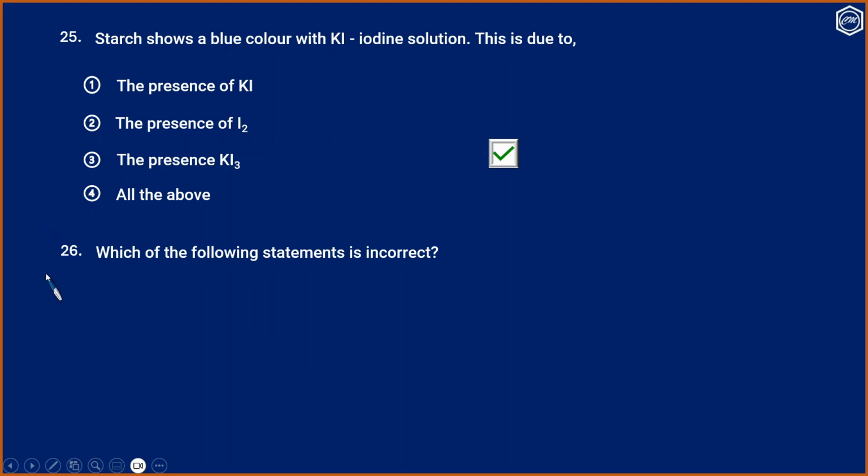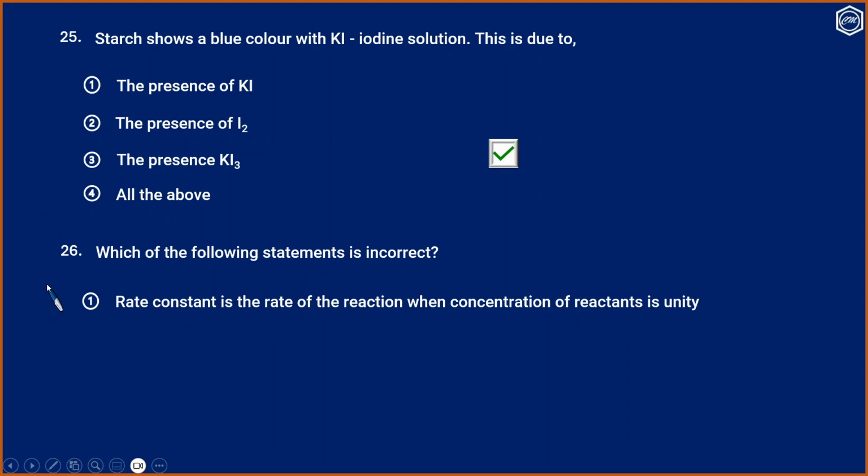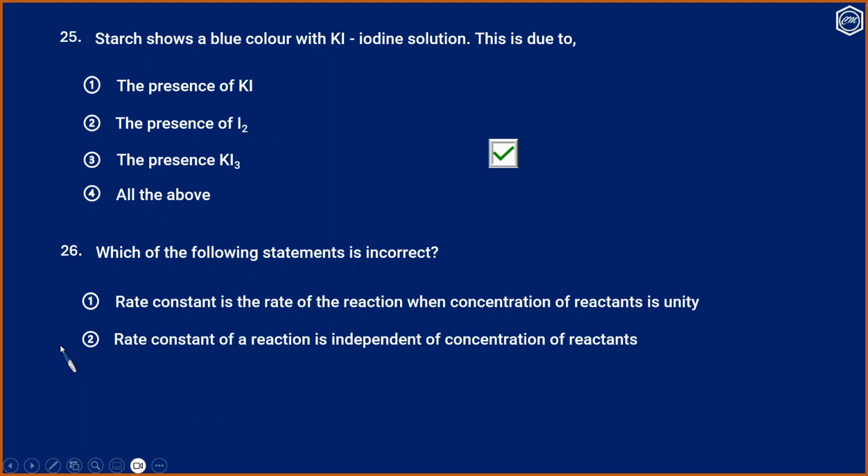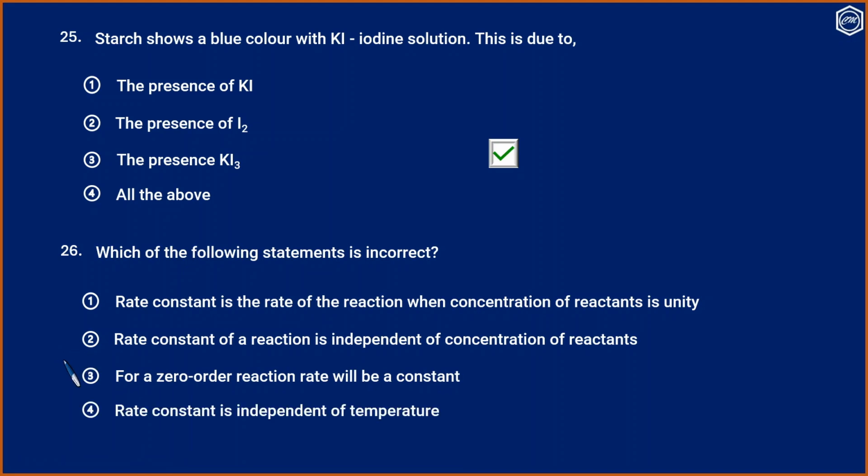Question number 26. Which of the following statements is incorrect? Option 1. The rate constant is the rate of the reaction when concentration of reactants is unity. Option 2. Rate constant of a reaction is independent of concentration of reactants. Option 3. For a zero-order reaction, rate will be a constant. Option 4. The rate constant is independent of temperature. So we have to choose the incorrect statement.